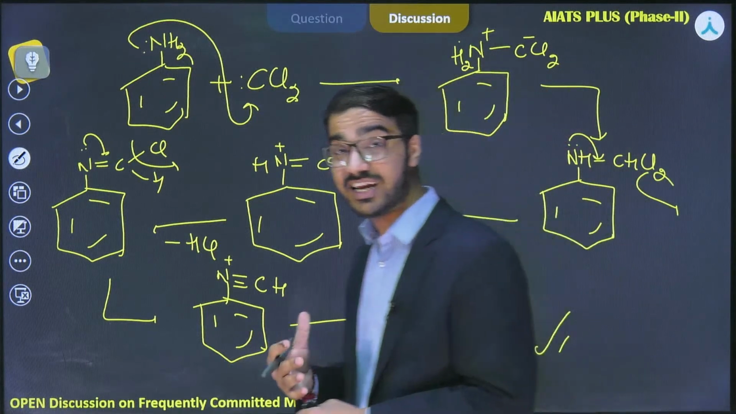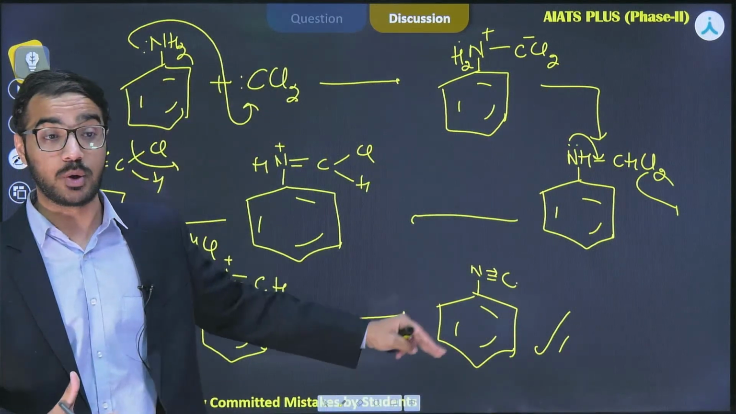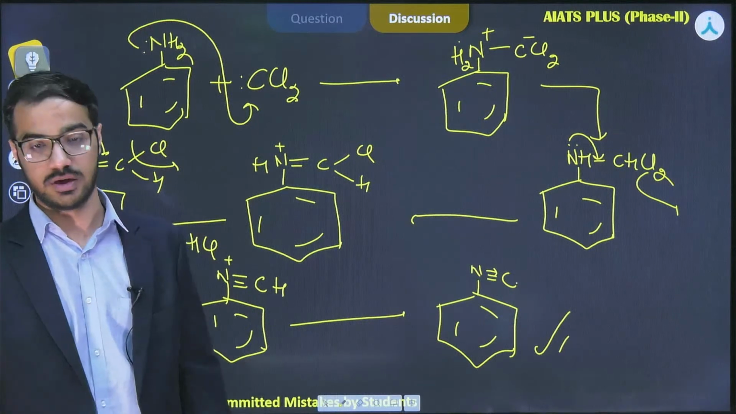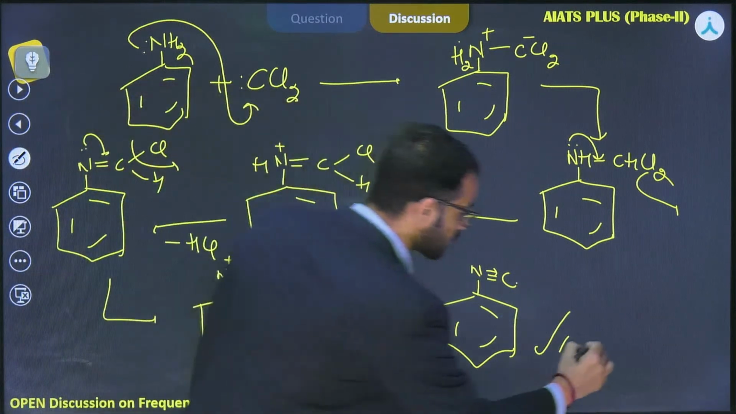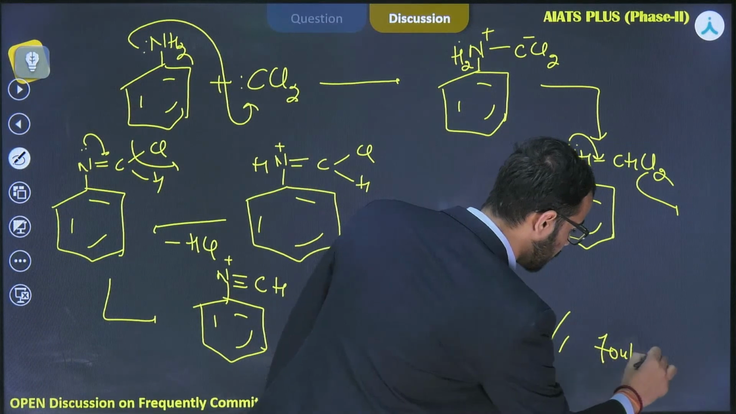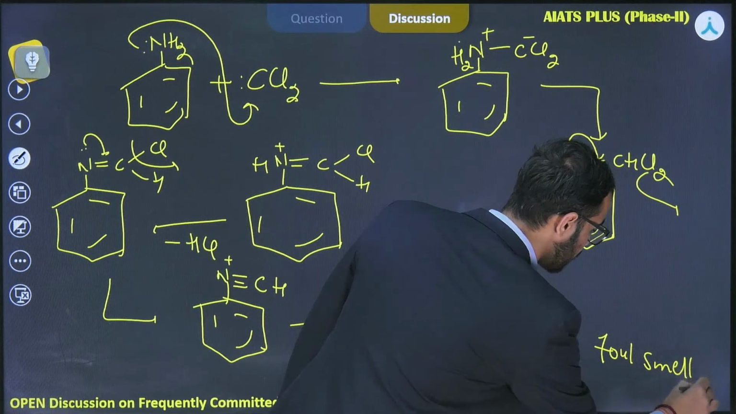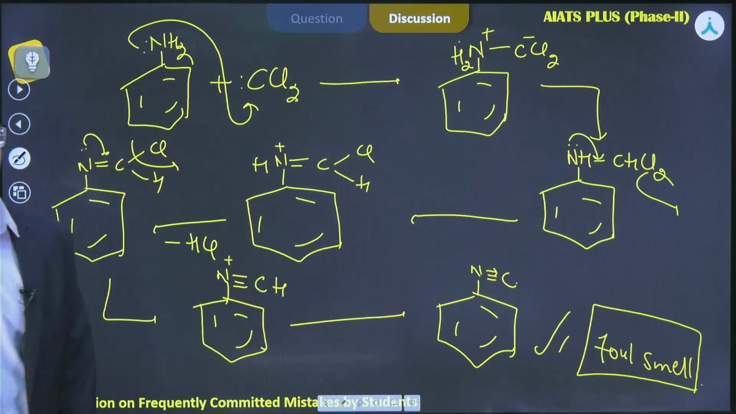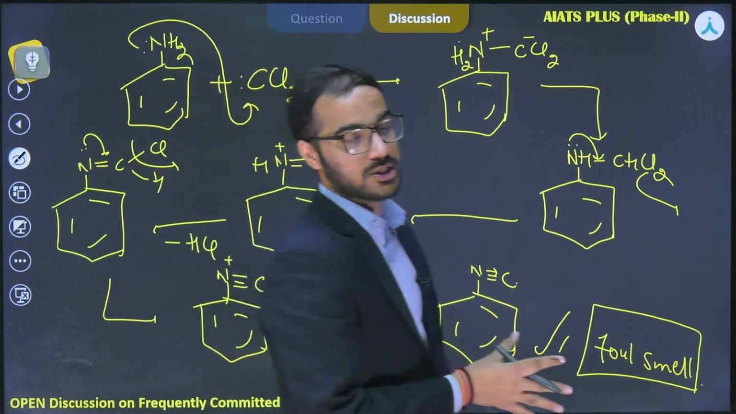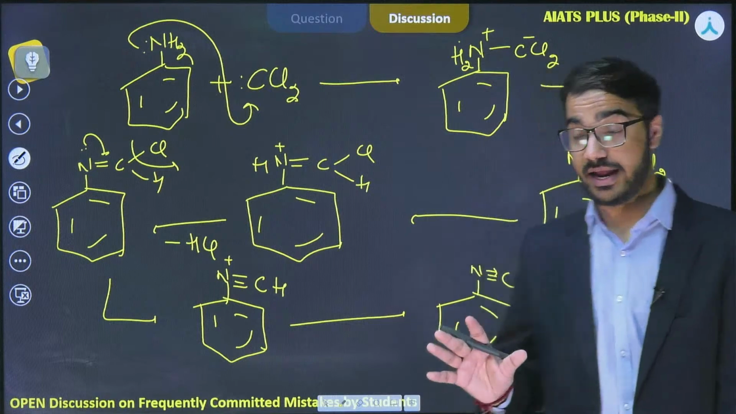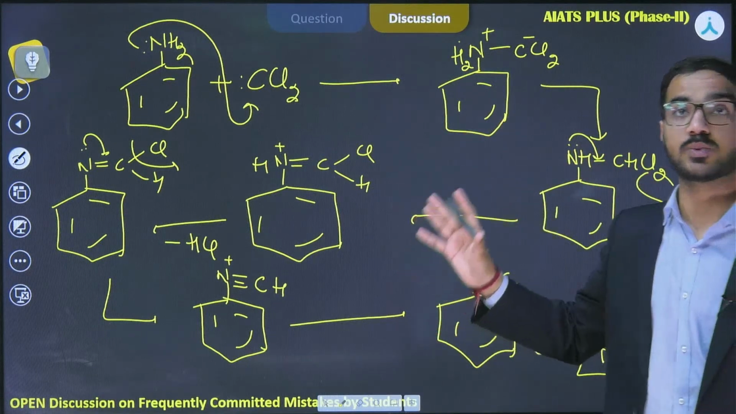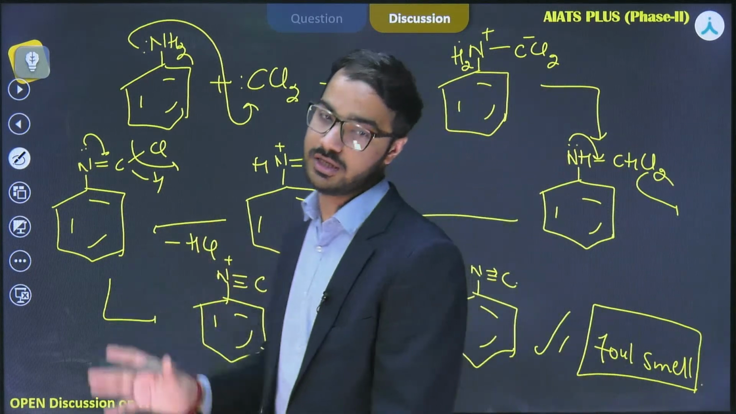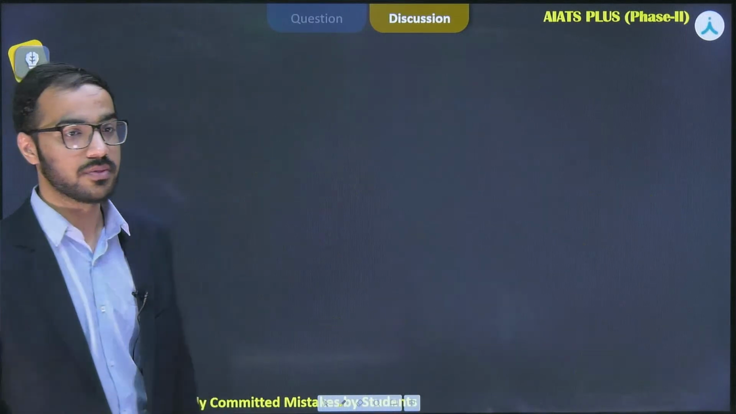You can clearly identify the isocyanide because it has a very foul smell. So from this kind of explanation, you get to know that only primary amines will give the carbylamine test. Is it clear?